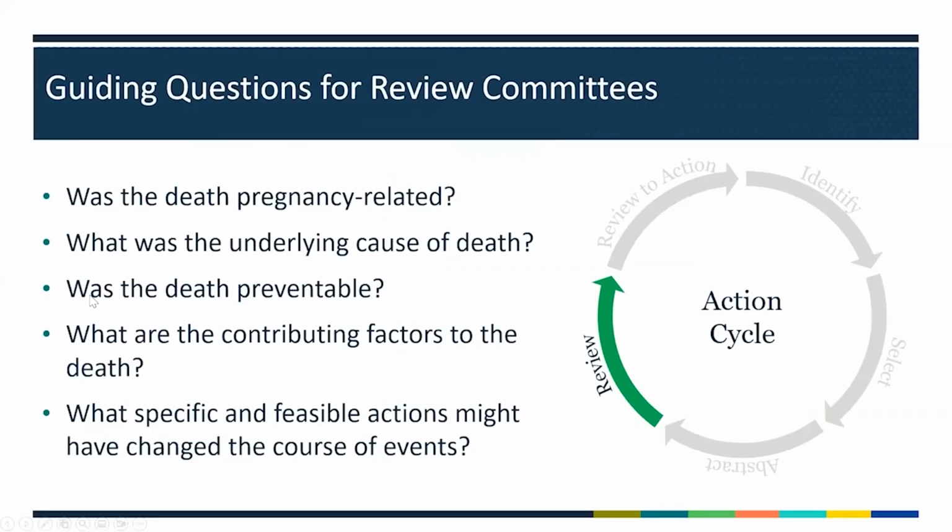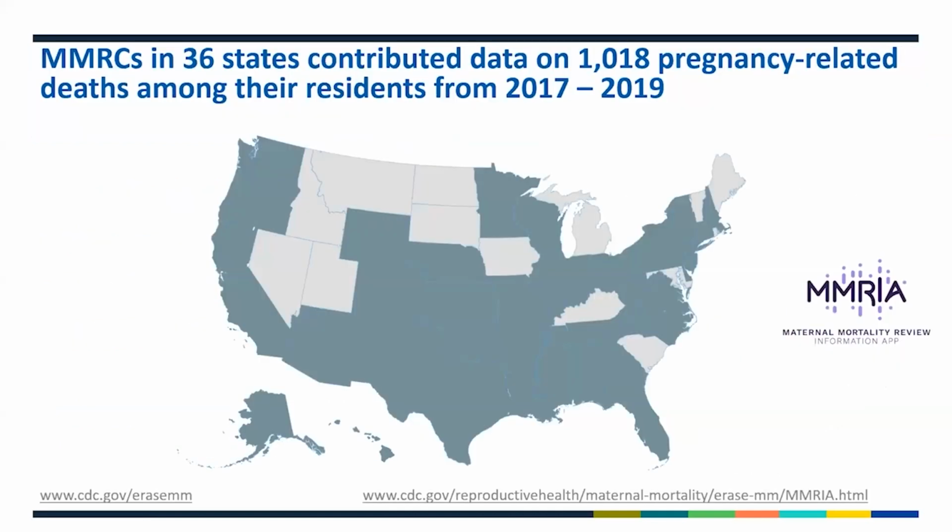These are the key questions that review committees answer. Was the death pregnancy related? What was the underlying cause of death? Was the death preventable? What contributed? And what actions or recommendations might have changed the course of events? That was a very quick overview of what your MMRCs do. Now we'll get into looking at some of the data that they produce.